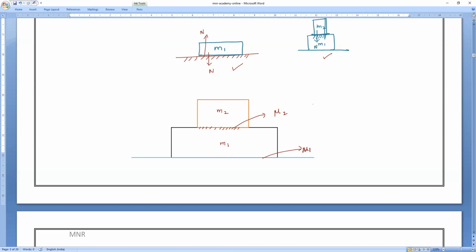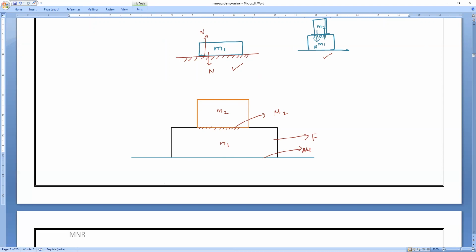Is it okay, all of you? Yes. Now sir, I am applying some force F on the M1 object. I may apply a very small force, extremely small, or slowly I may increase it.